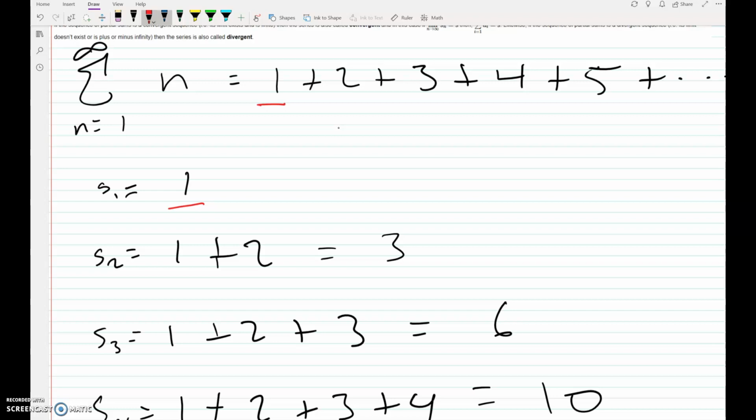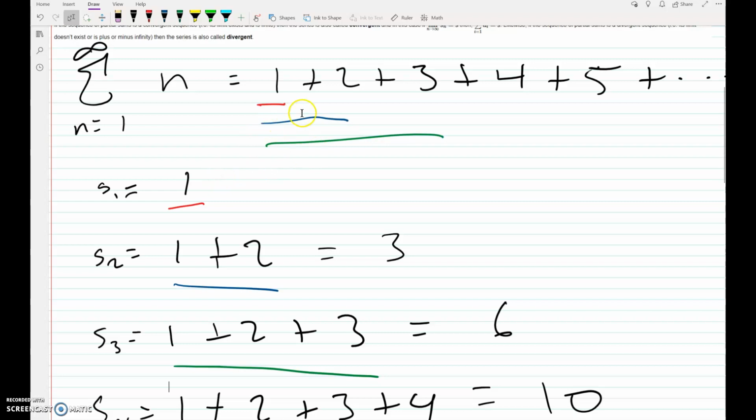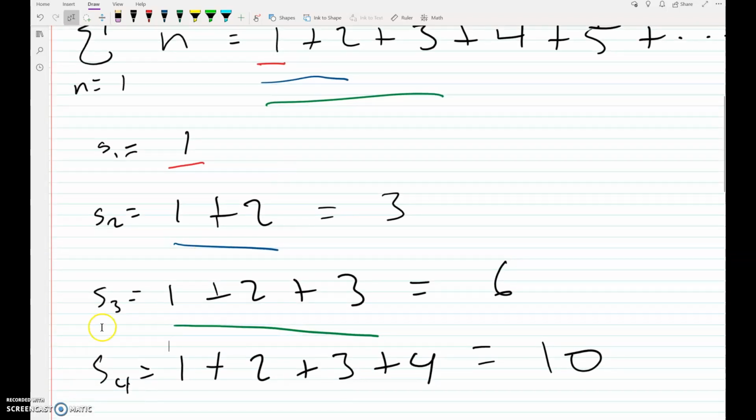The second partial sum is the sum of the first two terms: 1 plus 2 is 3. The third partial sum is 1 plus 2 plus 3, the first three terms. And you can see below, the fourth partial sum is the sum of the first four terms in this infinite series.